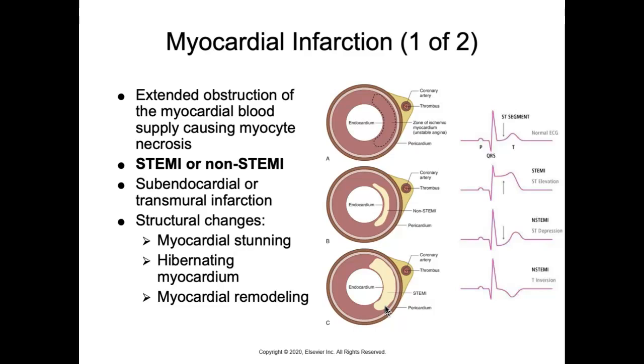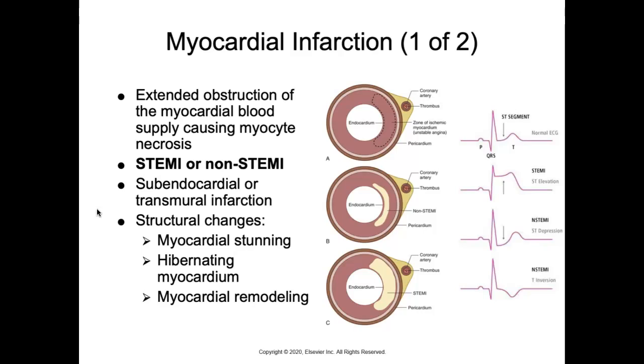With non-STEMI, we are going to see that there is an ST depression. And sometimes we may see a T inversion as well. The T wave will be inverted. And so in this case, we have persistent coronary occlusion that is leading to the infarction of the myocardium closest to the endocardium. So right within this area here. And so this is classified as our subendocardial infarction.